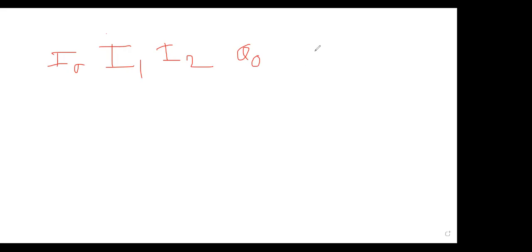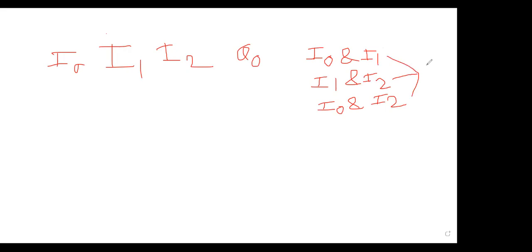So the conditions you can have: when you press I0 and I1, you can have I1 and I2, and you can have I0 and I2. For all these three conditions, your output should be on, but not for other conditions. So do nothing blindly, make a truth table, follow the steps, and in 2-3 minutes, make it and send it. Make it fast, please.